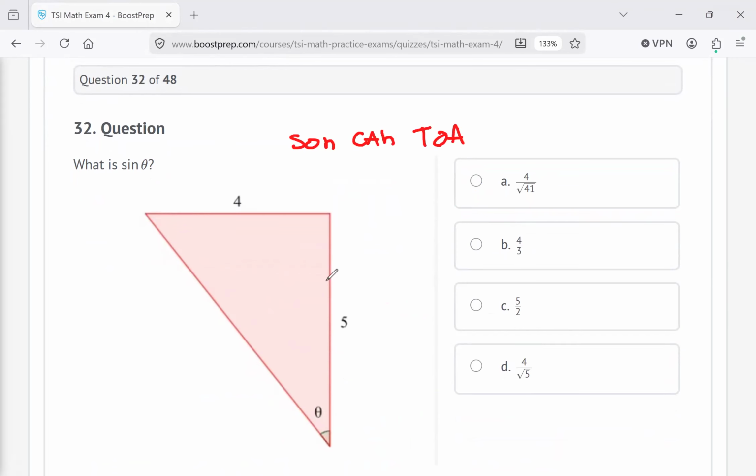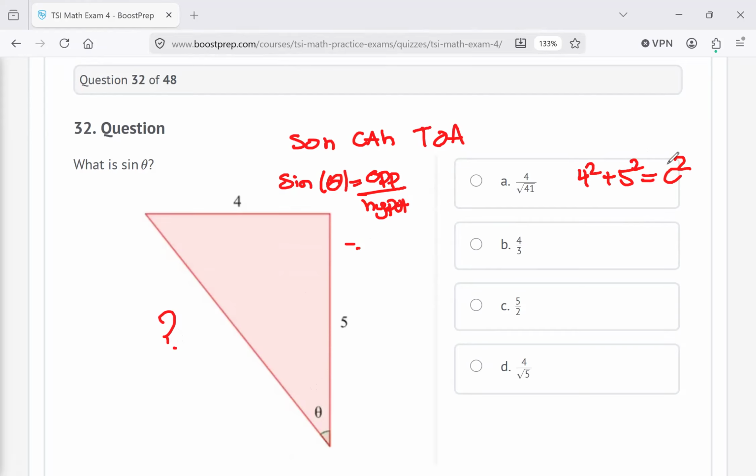And yeah, so sine theta is opposite over hypotenuse, right. So here's the angle, my opposite is 4, and we've got to find the hypotenuse. So it is not a 3, 4, 5. I've got to do Pythagorean real quick. So it's going to be 4 squared plus 5 squared equals c squared.